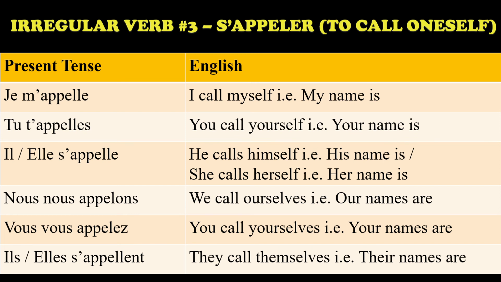Now I need you to notice two things here. The first thing is the last person, ils the plural, it's spelled as S apostrophe APPELLENT, but the last ENT is completely silent. So you need to pronounce only till appel. The ENT is silent. Second thing I want you to notice is that the first three persons and the last person have a double L for appel, but the nous and the vous form, they have a single L. So please be aware of that and don't mix up the spellings.